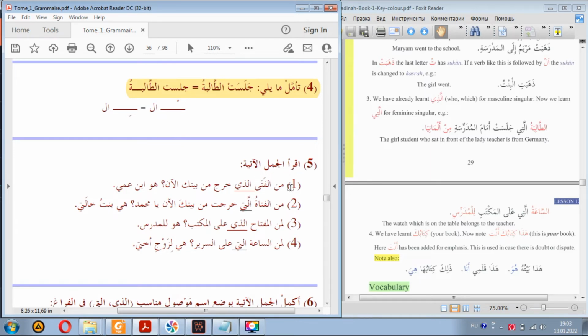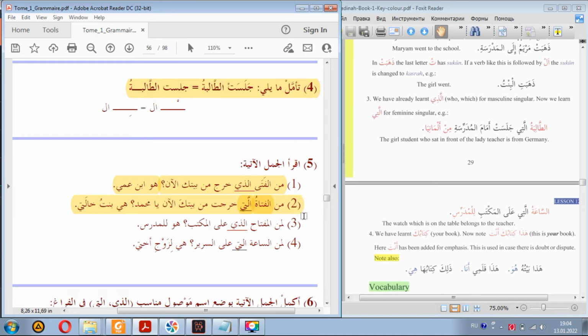اقرأ الجمل الآتية. So we need to read these sentences, and that's it. Just read it. ما الفتى الذي خرج من بيتك الآن؟ Who is the young man who went out from your house now? هو ابن عمي. He is the son of my uncle. In this sentence, we have التي instead of الذي, because this التي goes back to الفتاة, and الفتاة, she is feminine. Therefore, we say التي, because الذي is for masculine singular and التي for feminine singular. من الفتاة التي خرجت من بيتك الآن يا محمد؟ هي بنت خالتي.